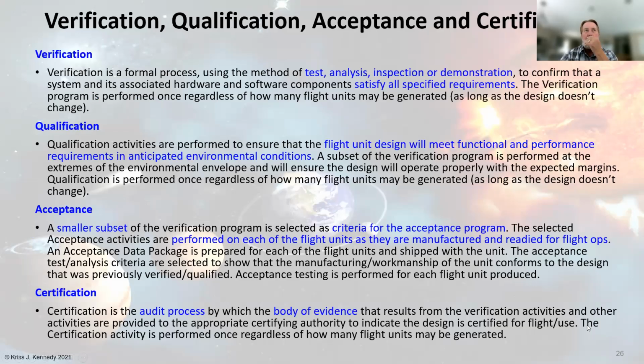Here it goes into different aspects of verification: qualification, acceptance, and certification. I'm not going to read through all that. I'll let you come back to that at another time. Just know that verification is part of the process. Qualification is ensuring the flight unit design will meet functional performance requirements. Acceptance is a smaller subset, usually selected as criteria for acceptance in the program, and is performed on each of the flight units as they're manufactured and ready for flight operations. And then certification is that audit process, by body of evidence, that you verify all the requirements have been met.